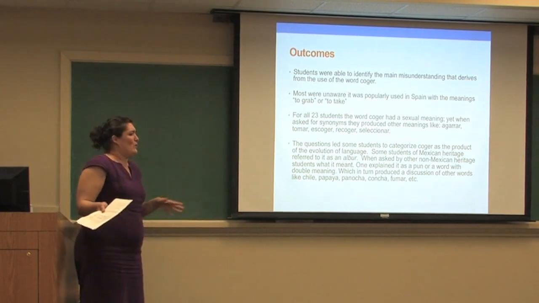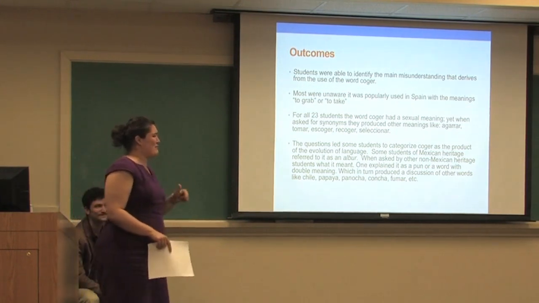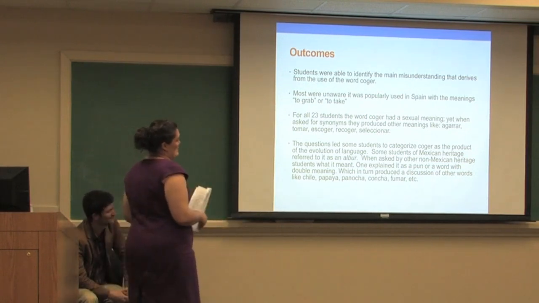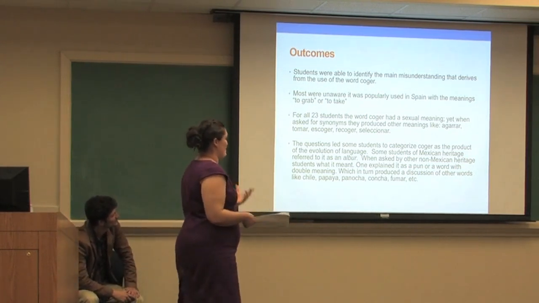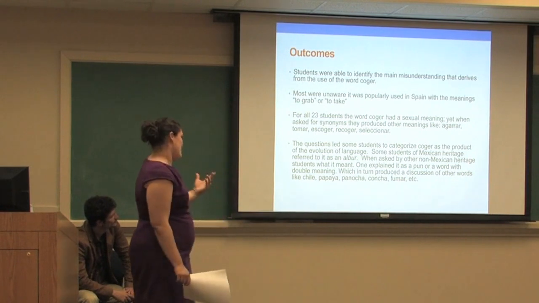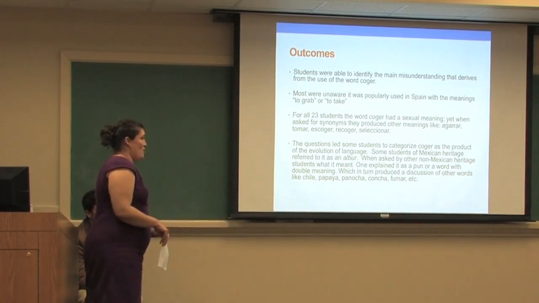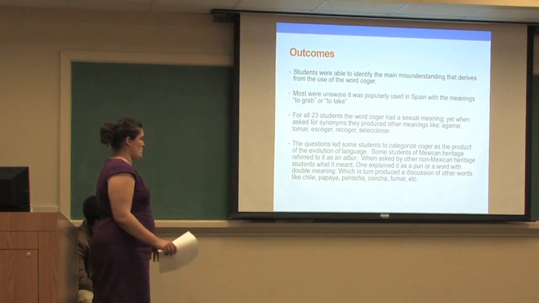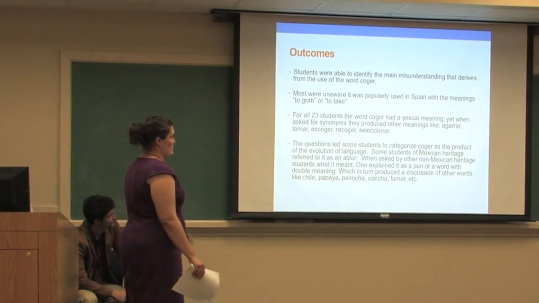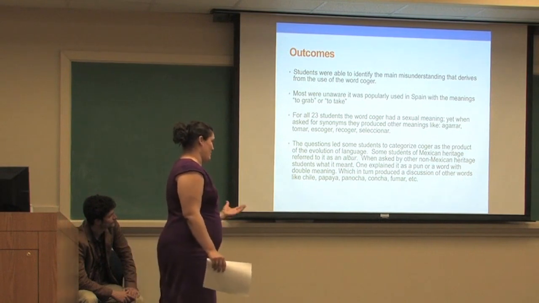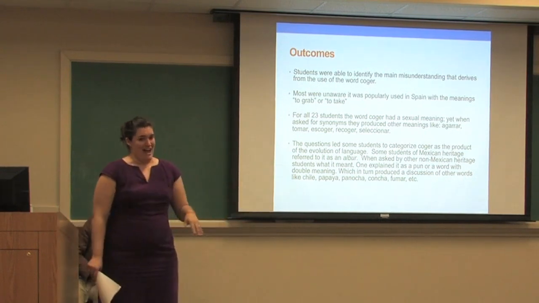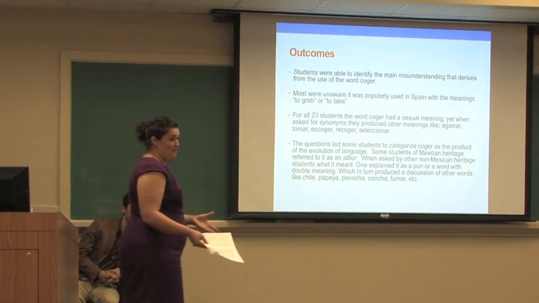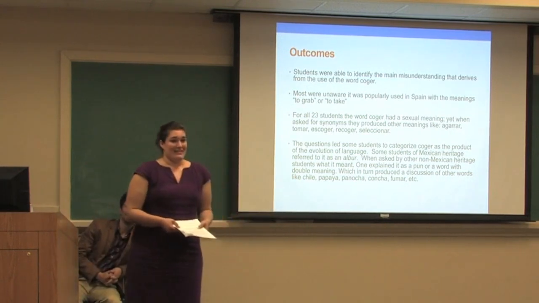So even though they didn't know it meant something else, they were able to produce the synonyms for it. The questions led some students to categorize coger as a product of the evolution of language. Some students of Mexican heritage referred to it as albur. When asked by other non-Mexican heritage students what it meant, one explained that it's a pun or a word with little meaning, which in turn produced a discussion of other words like chile, papaya, panocha, cocha, pomade, etc. And this was something I did not intend to happen, but it was very enriching for our class discussion.